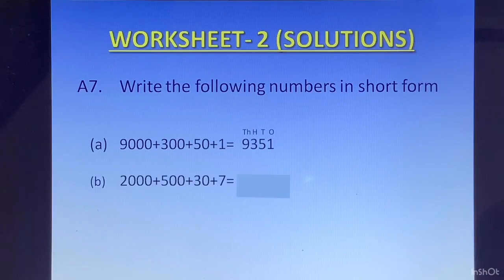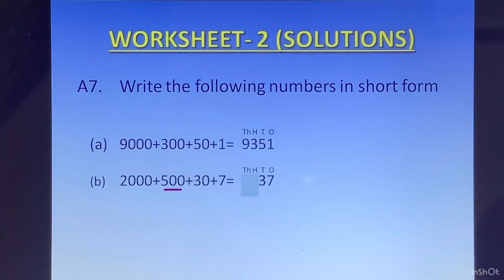The next one, here we have 2000 plus 500 plus 30 plus 7. Let me put the place values. Now under ones column we will put 7. We are starting from the right. As we move towards left, after 7 we have 30. So 30 means 3 tens. Under tens column we will write 3.